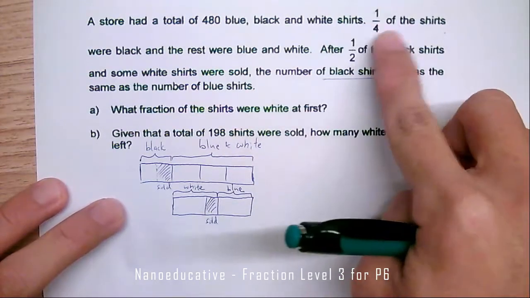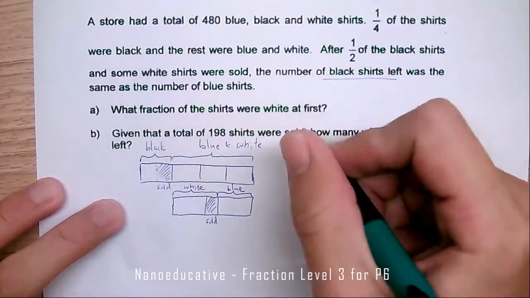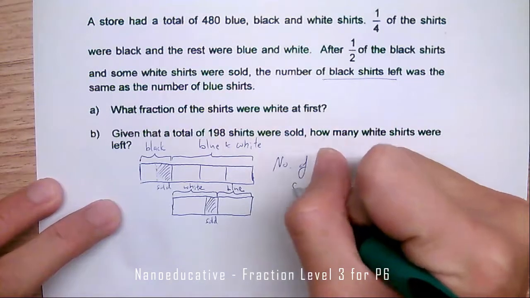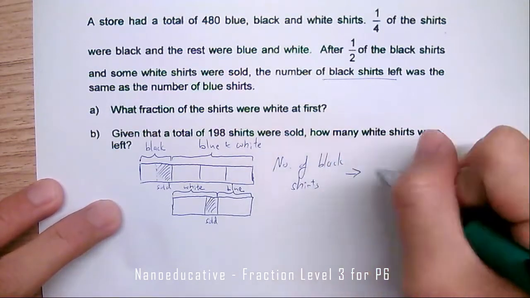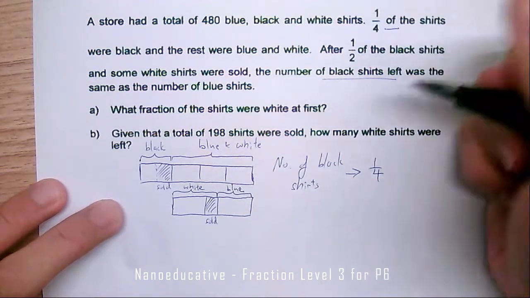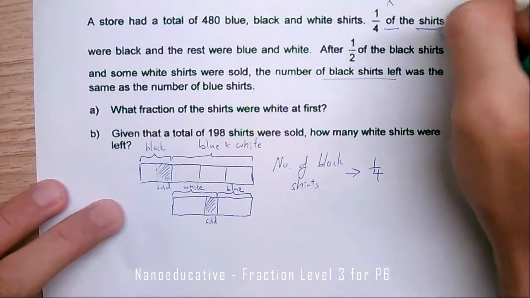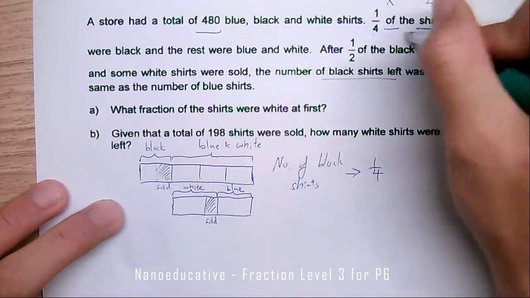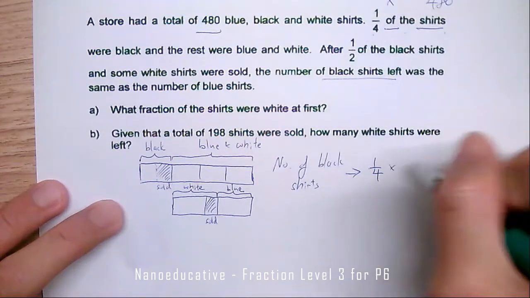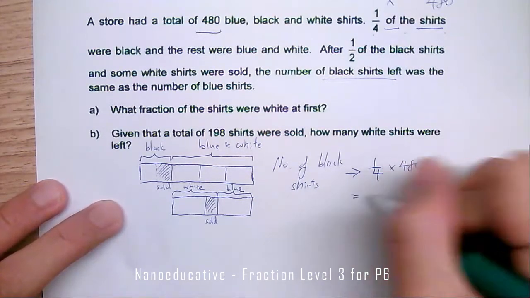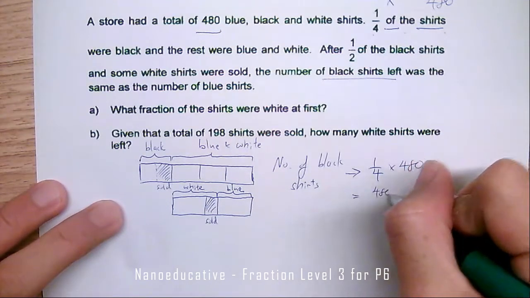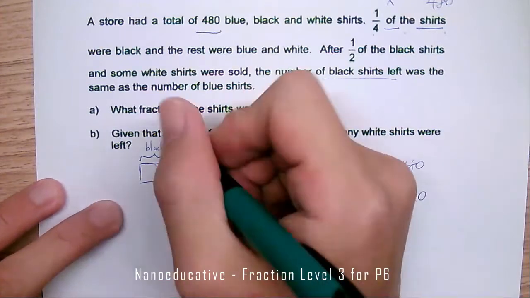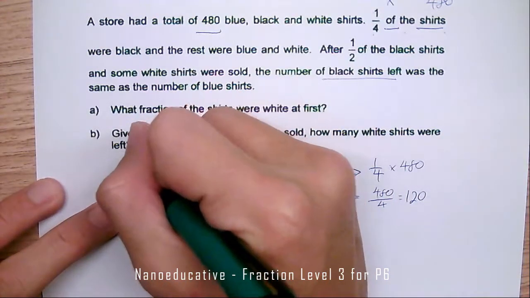So they told us that 1/4 of the shirts were black, right? So I'm going to find how many black shirts there are. The number of black shirts will be what? 1/4, they say of, right? Remember I told you previously, of means multiply, of the shirts. The shirts means this one, 480. So 1/4 of the 480, so 1/4 multiplied by 480. If you do the calculation, it will just be 480 divided by 4, and this will be 120. So there are 120 black shirts over here. So I'm going to put 120.